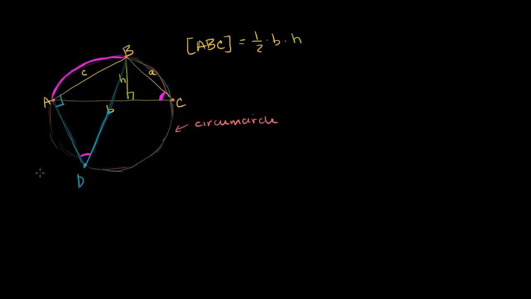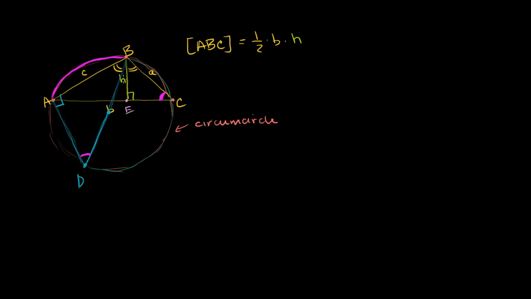Now, something interesting is popping up. We have two triangles here. We have triangle ABD and triangle B, I don't know, we could call this E, and triangle BEC. They have two angles that are the same. They have a right angle, and they have this magenta angle. So their third angle must be the same. I'll do that in yellow. Their third angle, this angle, must be congruent to that angle.